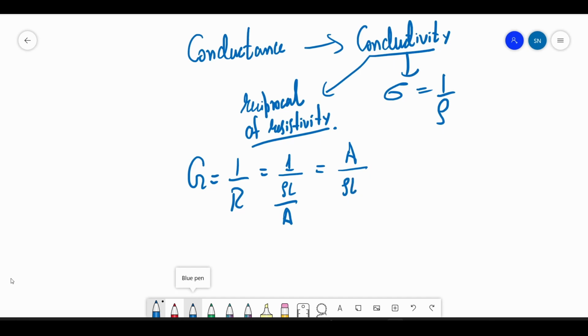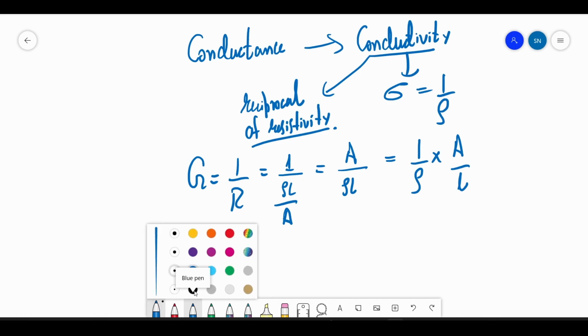It will be reciprocated, no? Do you know that? Can I write it like this, 1 by rho into A upon L? Isn't it still the same thing? Yes, sir, it's the same thing. Fine.